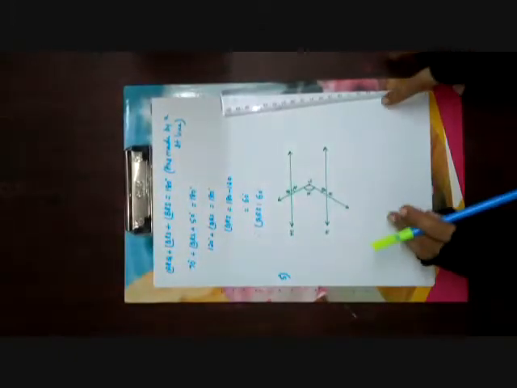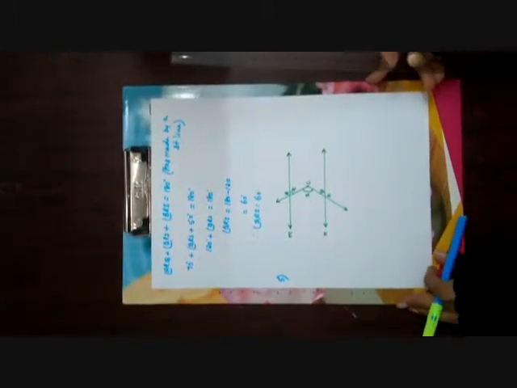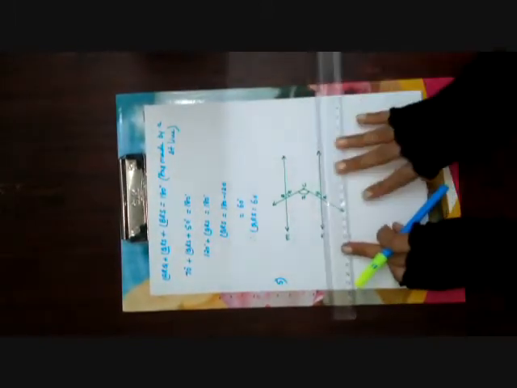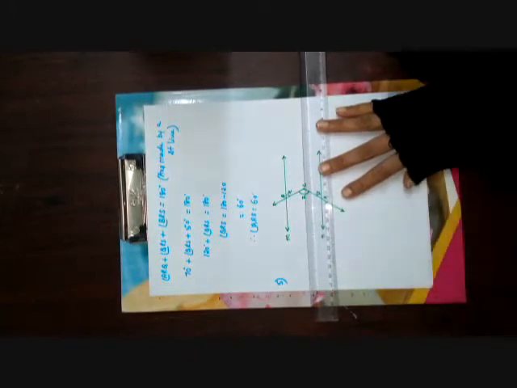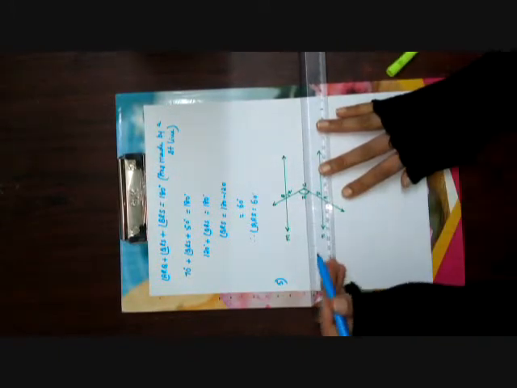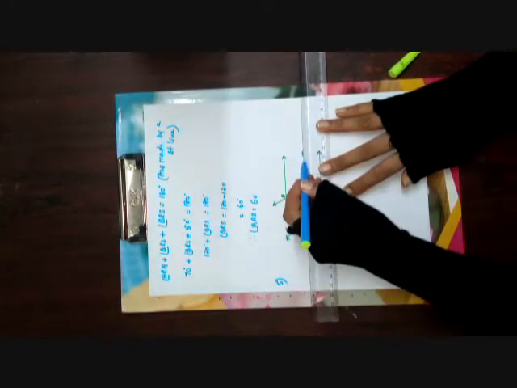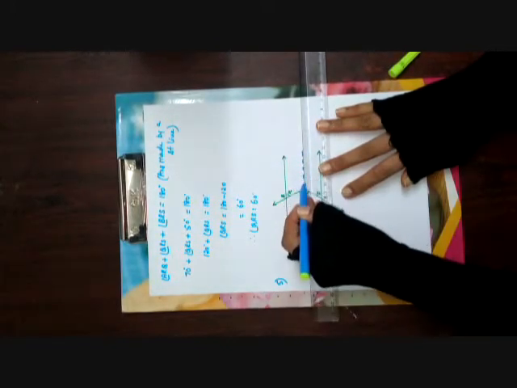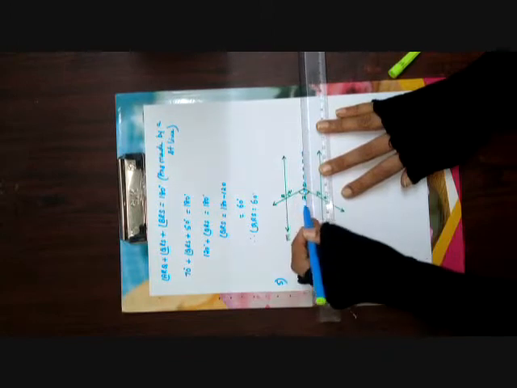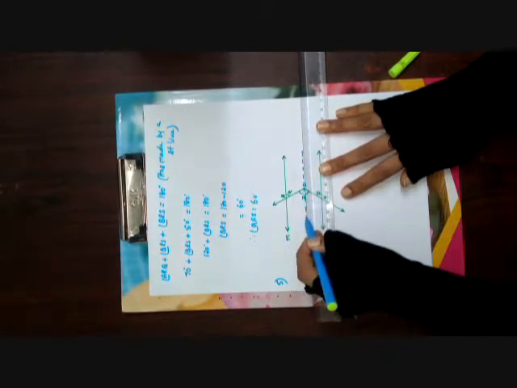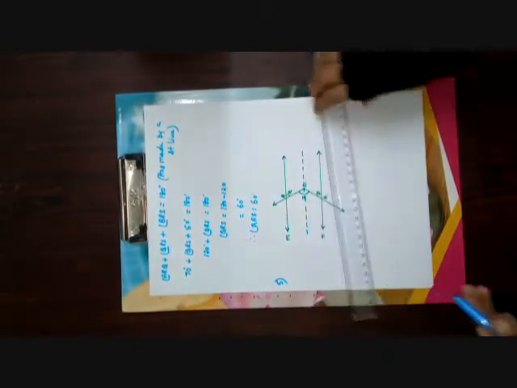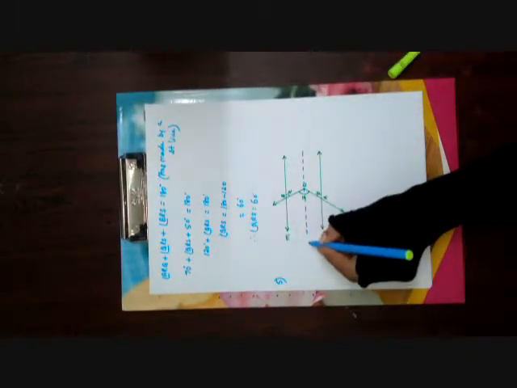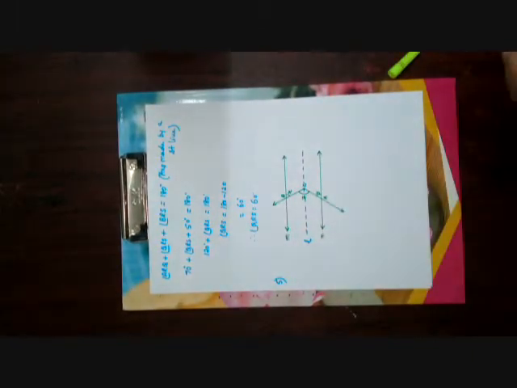Okay children, so in this sum we need to do one construction. We have to draw a line parallel to line M and N through point C. We are going to do a little construction in this sum also. We are drawing a line parallel to line M and line N through point C. Let us name this line as L.